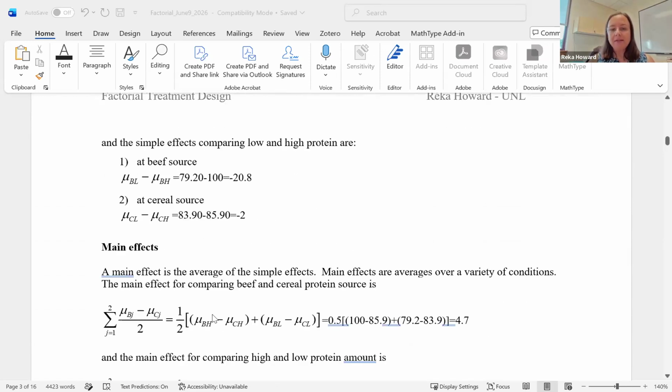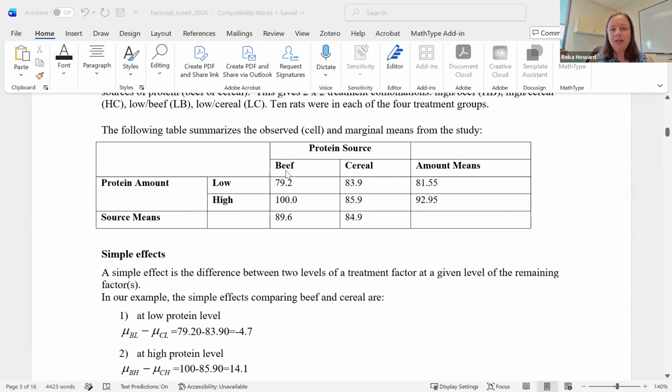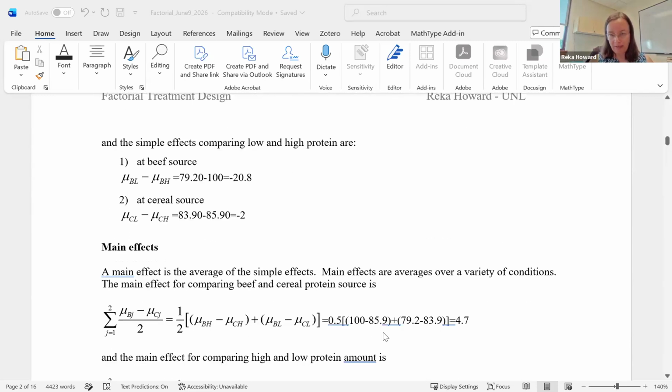And the main effects, don't worry about the formulas too much. The main effect is just the average of the simple effects. So let's go back to our little table. We looked at the difference between beef and cereal at the low level, and we can look at the beef and cereal difference at the high level. So we will get two numbers, and then the average of these two numbers will be the main effect. So that's what's happening here.